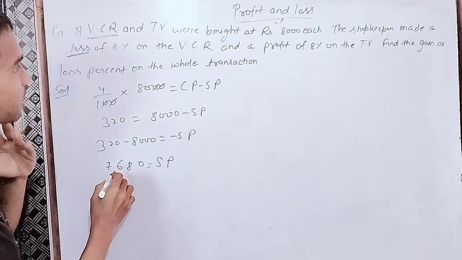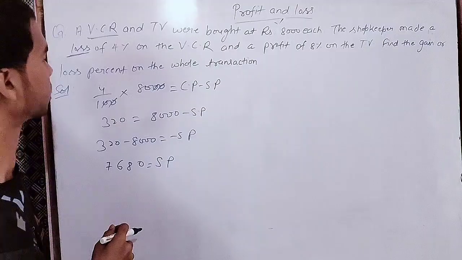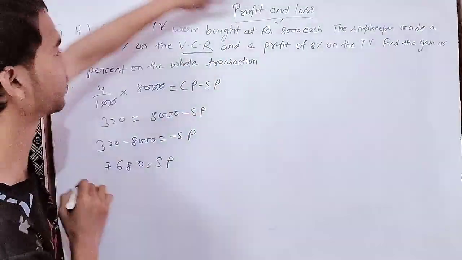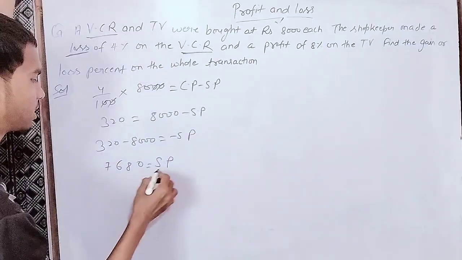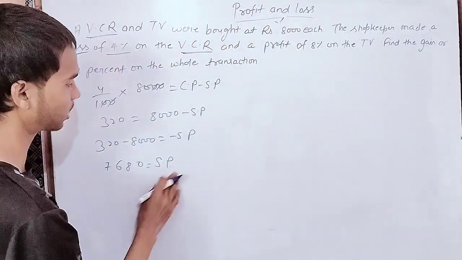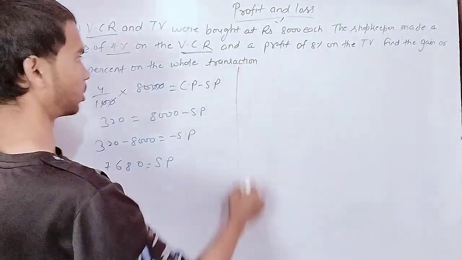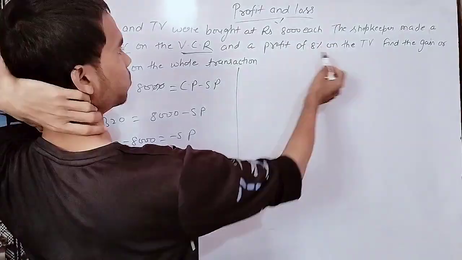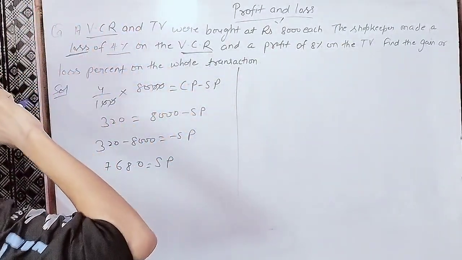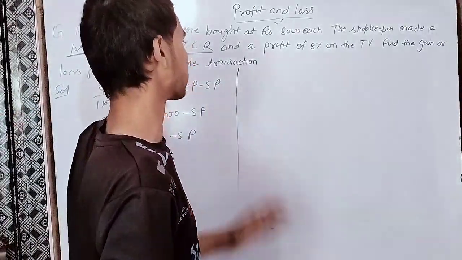Okay, this is fine, but this is the selling price of the VCR, which is lower than 8,000. That's why 4% is a loss. Okay, this is correct. But this is the selling price of a VCR. Now, what is the price of the TV after selling at a profit of 8%?